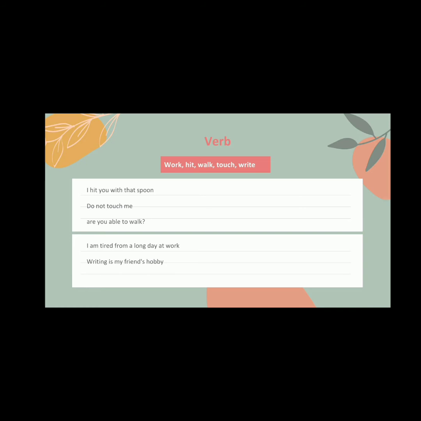Then we enter verbs. There are several verbs, namely work, hit, walk, touch, write, and others. Example sentence: I hit you with that spoon. Hit is a verb, and the sentence will not be perfect if there is no verb in it. And the second example: do not touch me. The verb here is touch.